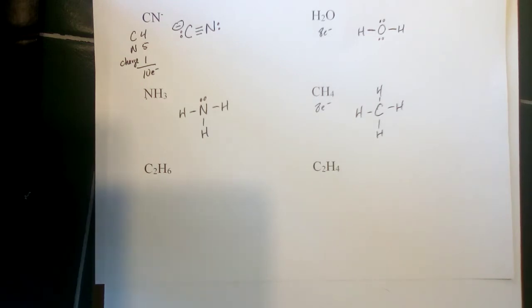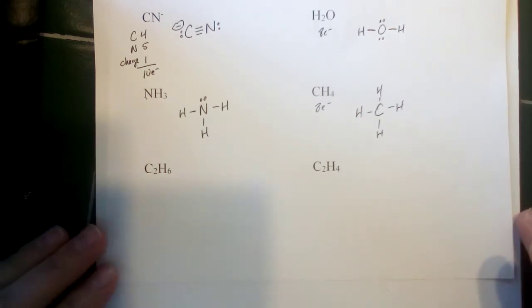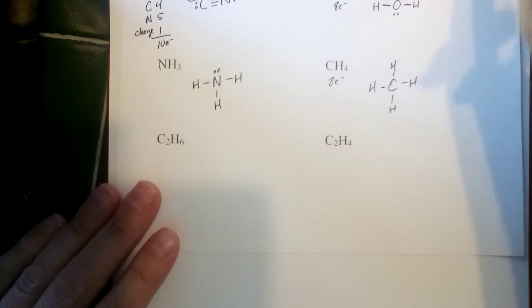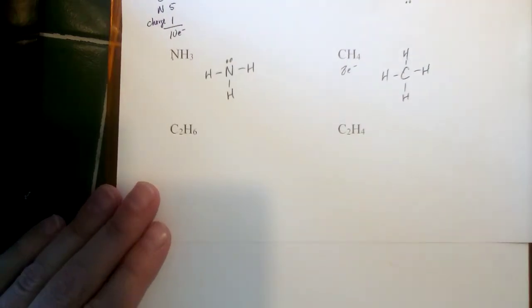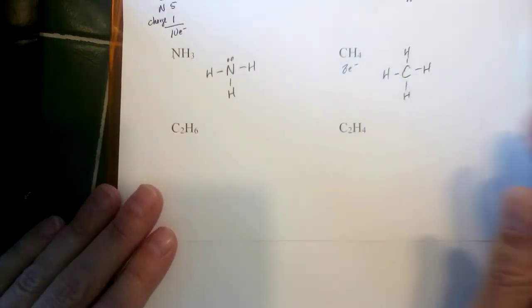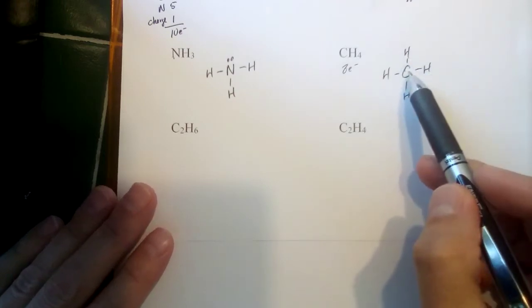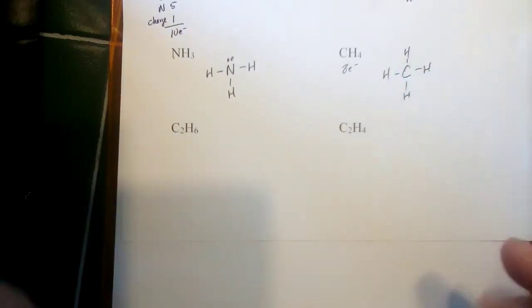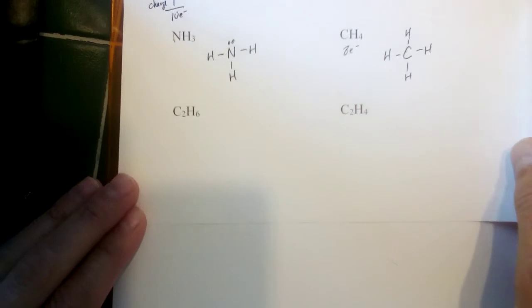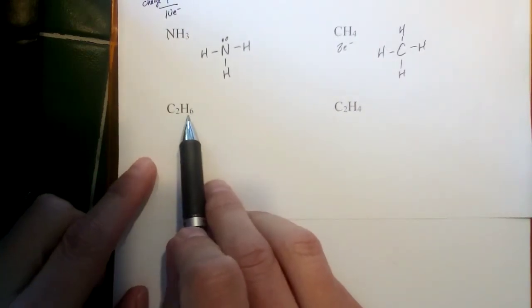Continuing on here with our discussion of some of the structures we can draw for the molecular formulas we're looking at. We finished off methane back here, right? 4 bonds to the carbon, 1 for each hydrogen, like we'd expect from the formal charges we've been developing. Right, now what if there's more than 1 carbon?